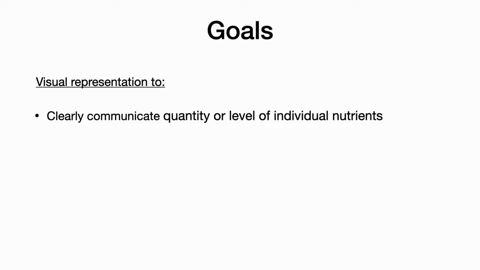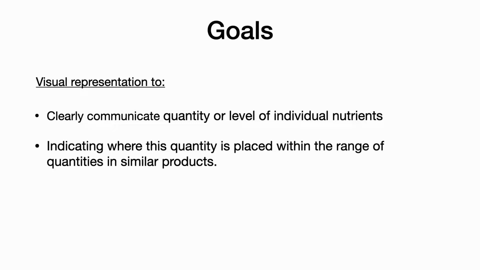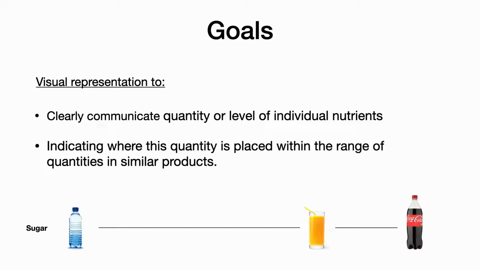We attempt to overcome some of these limitations by designing a nutritional label that makes use of a visual representation to communicate nutritional information. Specifically, we aim to clearly communicate the level or quantity of a nutrient in a food product, as well as indicate where this quantity is placed within the range of quantities of this nutrient in similar products. For example, when considering the amount of sugar in drinks on a scale of water to Coca-Cola, we would place juice closer to Coca-Cola.